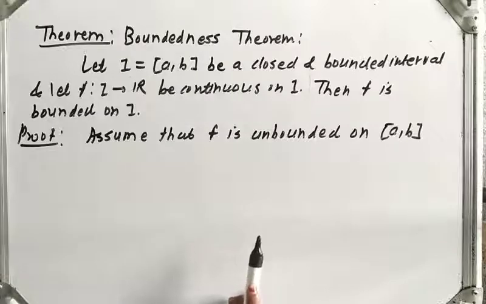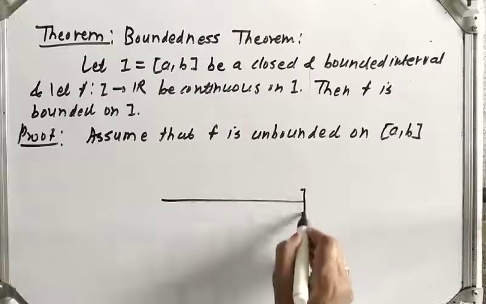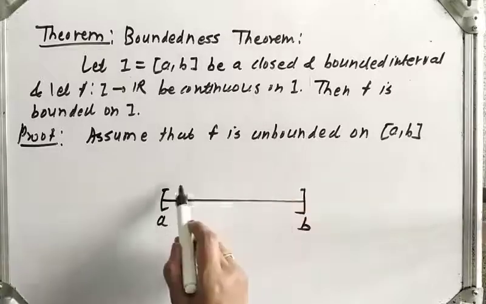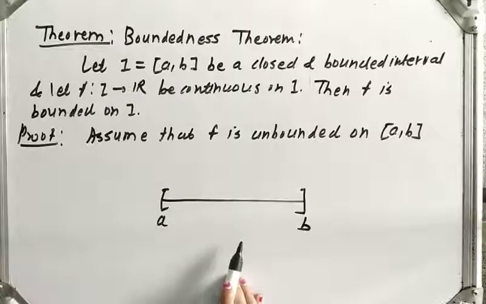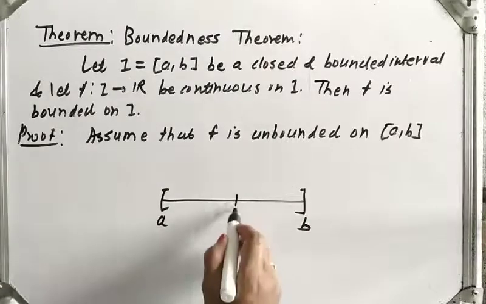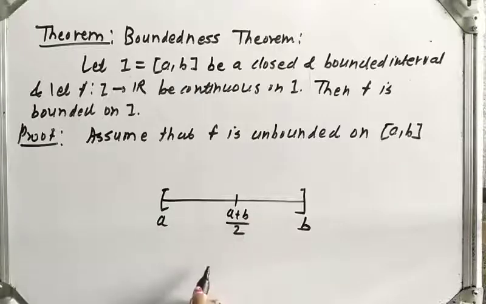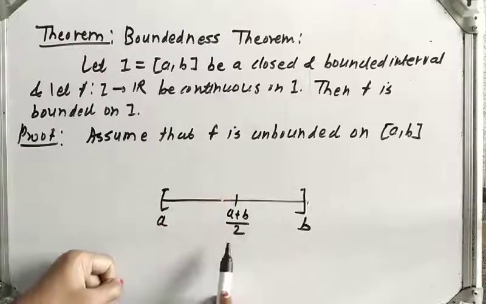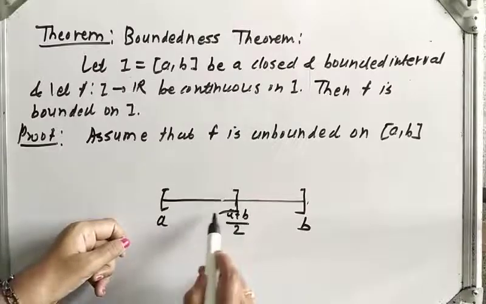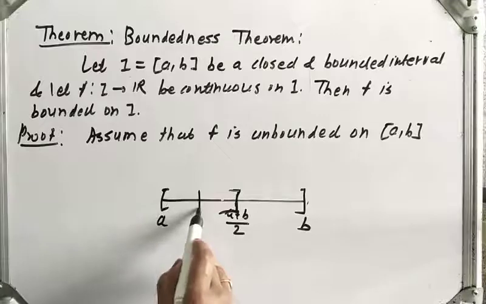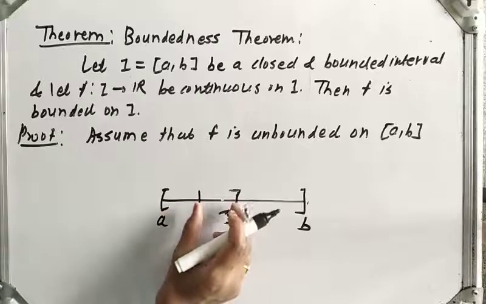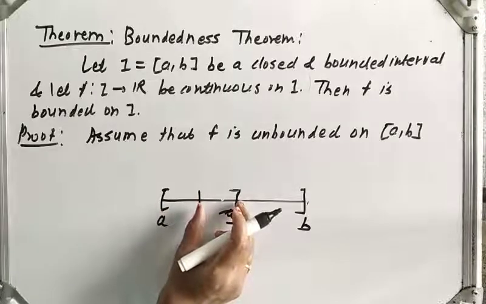Now, what we are doing here? Consider this interval a to b. We have assumed f is unbounded on this interval. So we will divide it into two equal parts, at a plus b by 2. So f is unbounded on AB means f is unbounded on at least one of these two subintervals. Suppose f is unbounded on this interval. Again we divide this into two equal parts. f is unbounded on this complete interval means unbounded on this or this. Suppose it is unbounded here.